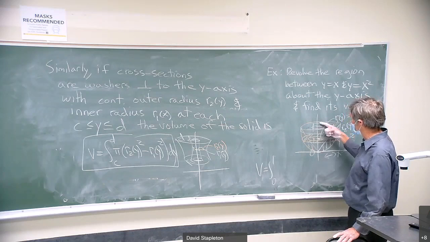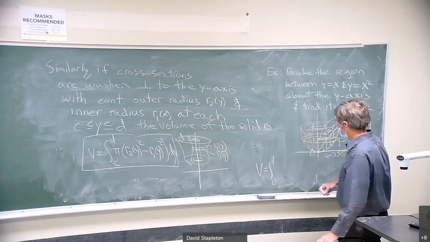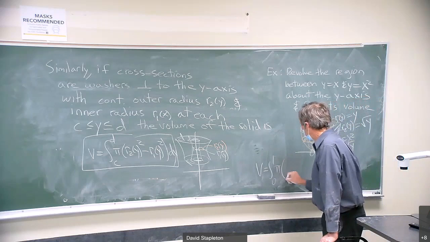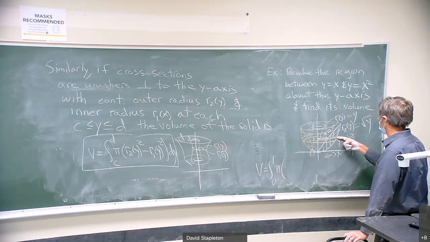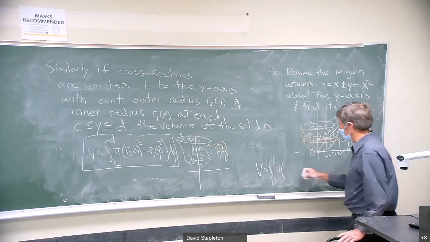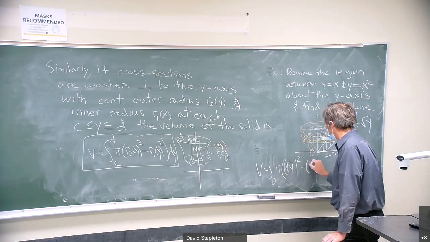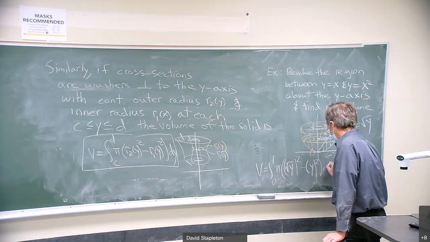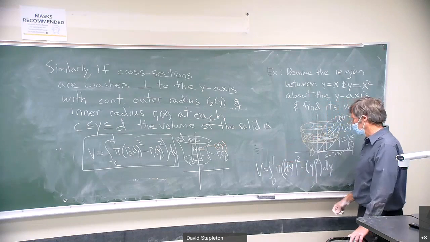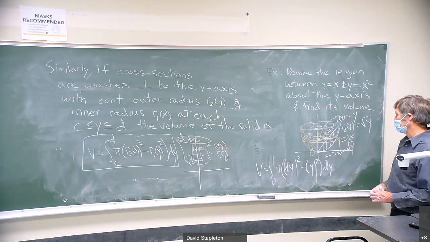The rings start at 0 and go up to 1. But we have the integral from 0 to 1 of pi times, the outside radius is the larger one here, x equals square root y, so R2 of y squared minus R1 of y squared dy, by the washer formula for this perpendicular to the y-axis.